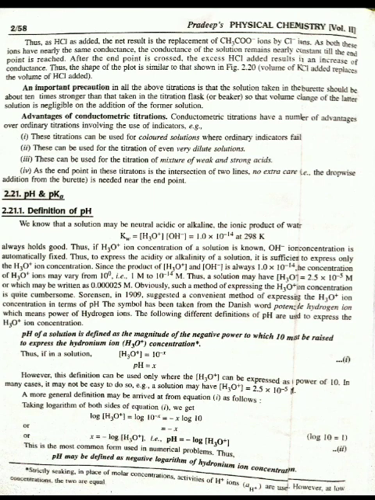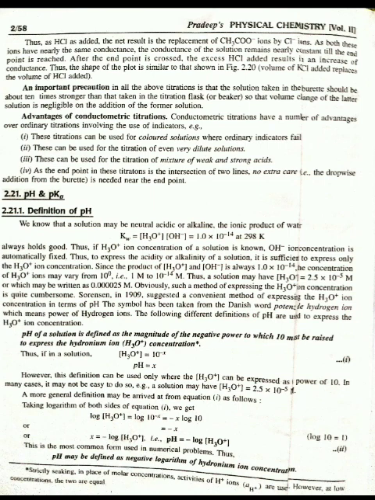Next, heading 2.21, pH and pKa. Heading 2.21.1, definition of pH. We know that a solution may be neutral, acidic or alkaline. The ionic product of water, Kw, is equal to H3O+ times OH- is equal to 1.0 × 10^-14 at 293 Kelvin. This always holds good. Thus, if the H3O+ ion concentration of a solution is known, the OH- ion concentration is automatically fixed.